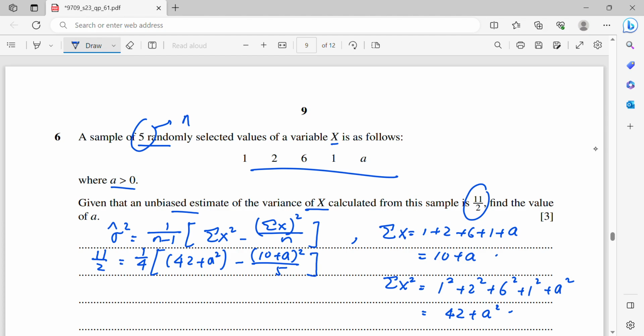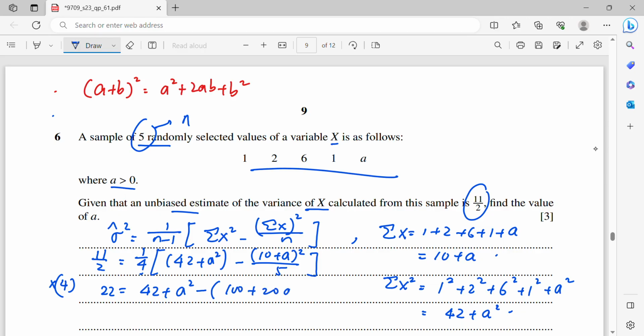So from here, I can times the whole equation by 4 first, because here is 4. Then 11 over 2 times 4, you will get 22. So the 1 over 4 will be cancelled off. Then I will get 42 plus a squared minus, okay, now here I do expansion. Square of 10 plus a. To expand this, you use the formula of a plus b squared, which is a squared plus 2ab plus b squared. Then I will be getting 100 plus 20a plus a squared, then divided by 5.